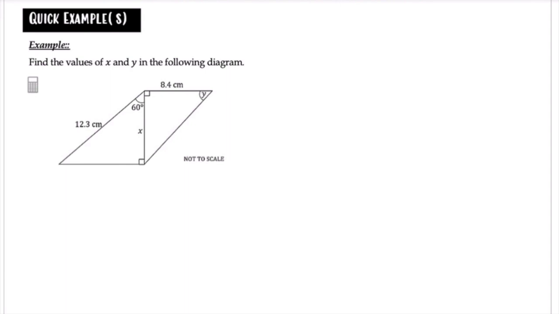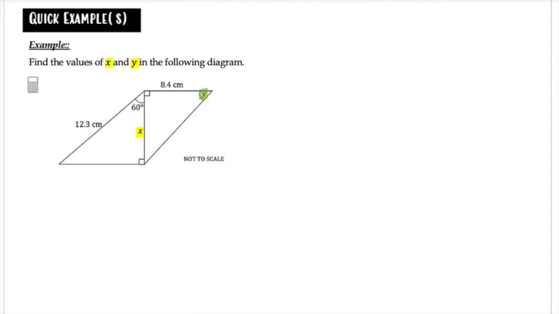Take a look at today's quick example. We have: find the values of x and y in the following diagram. So we have x over here and we have y over here. We're going to determine how we're going to find these values and what methods to use.